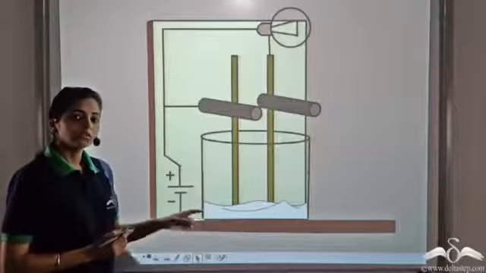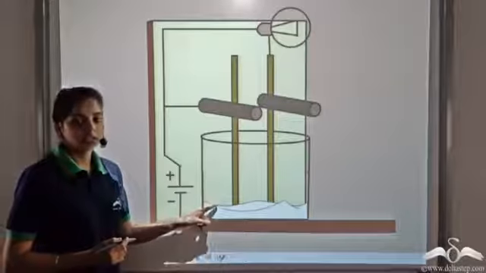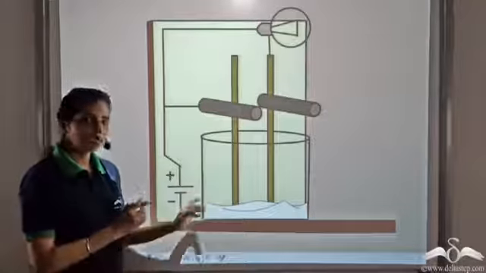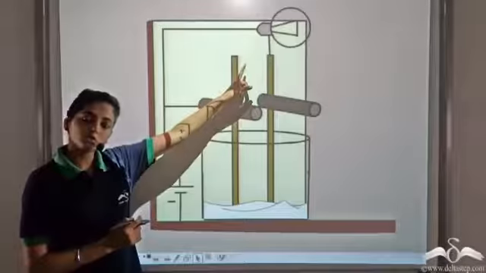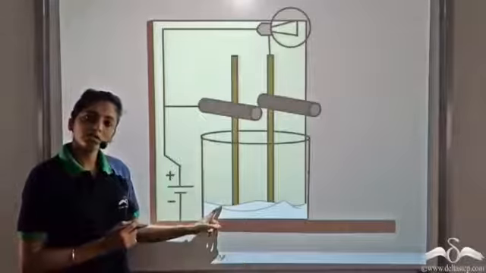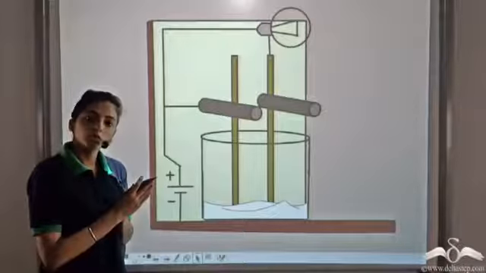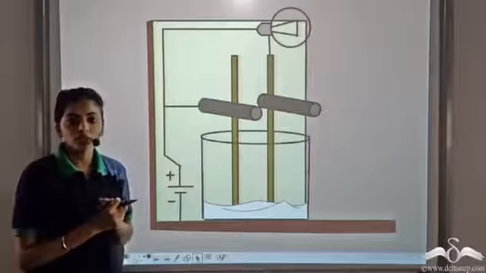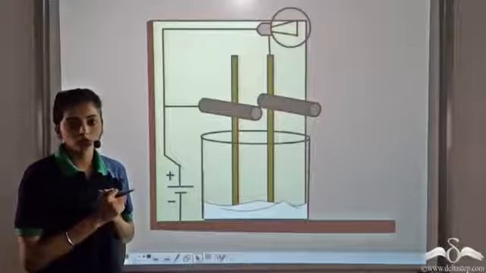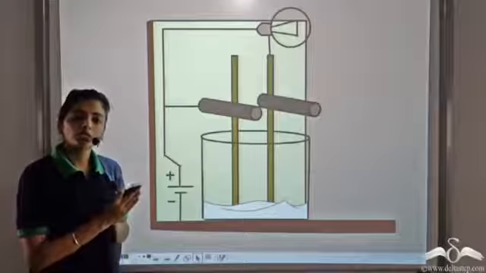We have seen that solid salt does not conduct electricity. So solid NaCl does not conduct electricity, so the bulb does not glow. Why does it not conduct electricity? This is because the sodium ions and chloride ions are strongly attracted towards each other by electrostatic forces of attraction, so the ions are not free.